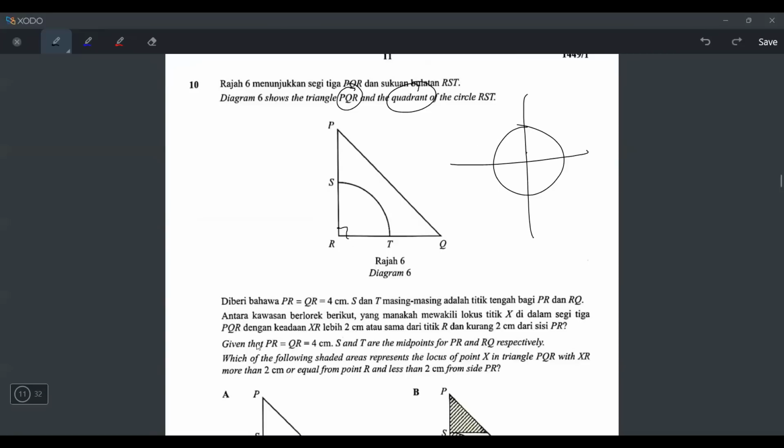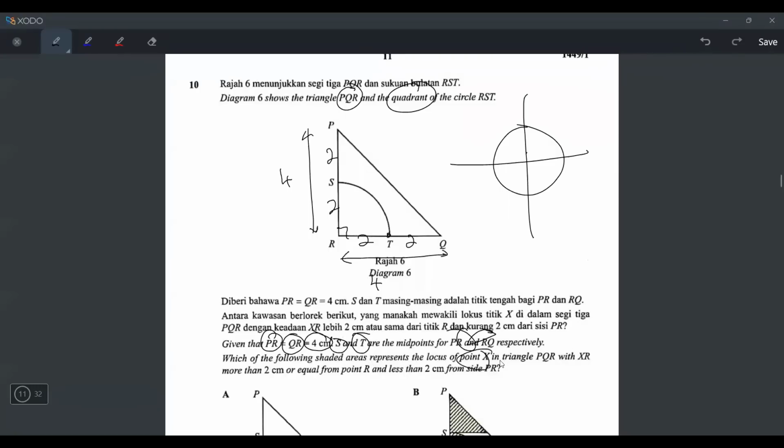And then they say, given that PR equals QR equals 4 cm, I should label this, right? PR is 4 cm, let's label. And then QR is also 4 cm, let's label. S and T are the midpoints of PR and RQ. So S is the midpoint of PR, so 2 cm, 2 cm. So we can say that the radius of this quadrant is 2. And T is the midpoint of RQ, so this is 2, this is 2.